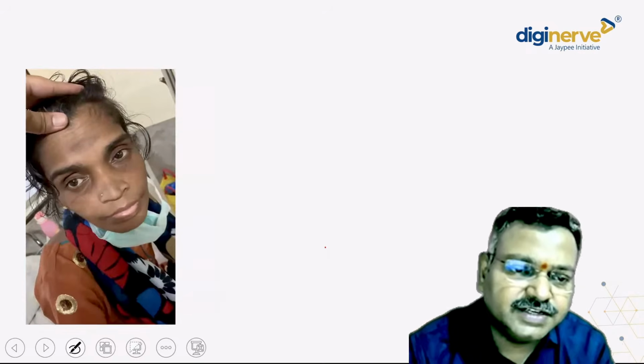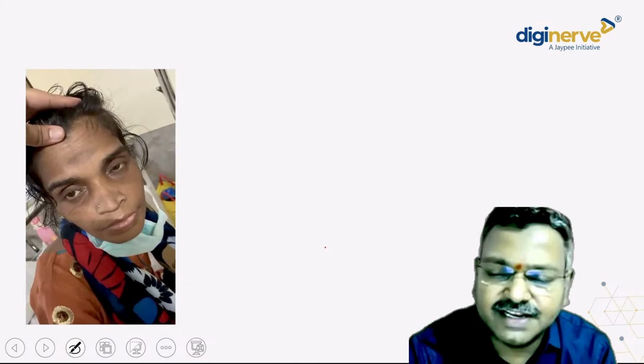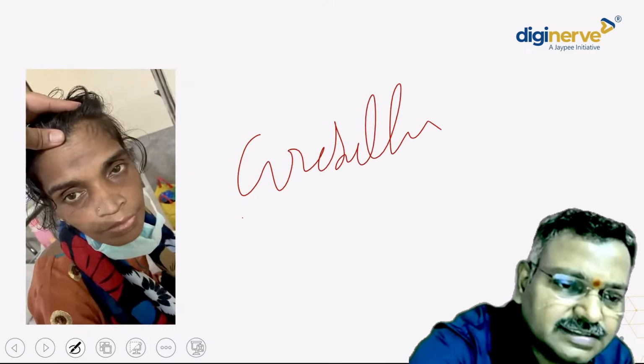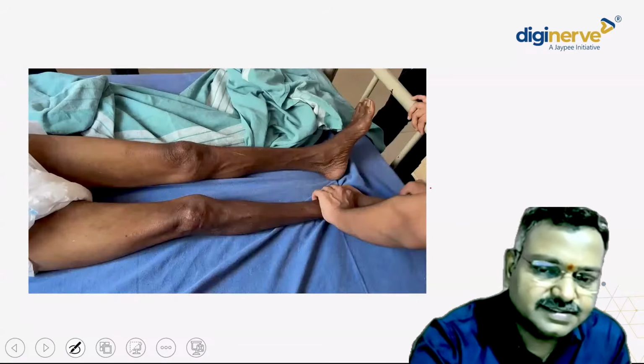So here again, you can see the spontaneous nystagmus, bilateral nystagmus, very, very characteristic of cerebellar disease. So bilateral spontaneous nystagmus, very, very characteristic of cerebellar disease.